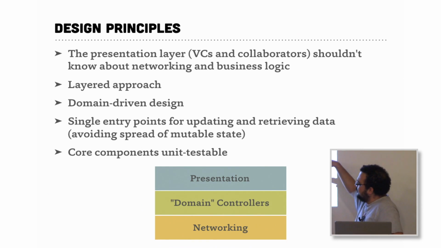So we have the application, the architecture is basically in layers. The design is domain driven, so everything you talk about in terms of trading is actually driving the components we design in the app. So you have a common vocabulary and everything is around the domain. We have single entry points for retrieving and updating data to avoid spread of mutable state. And the core components should be unit testable. I'll get into more details about this.